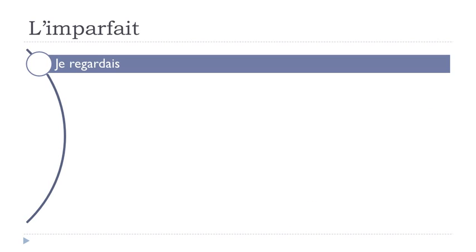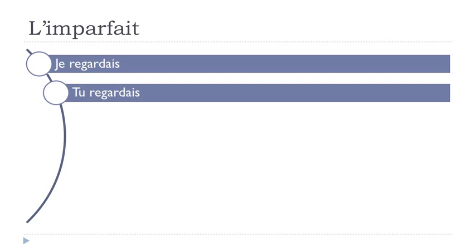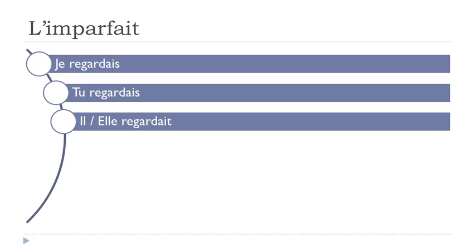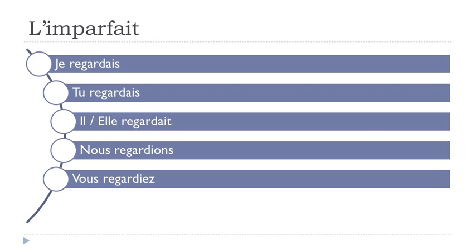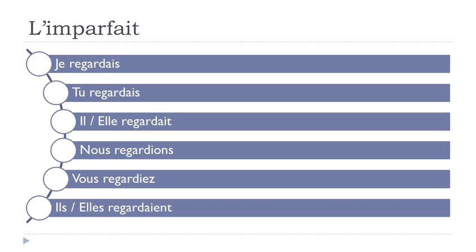Okay, so let's see how it goes for all the forms. So, je regardais, so it's regarder, to watch. Tu regardais, il regardait, elle regardait, nous regardions, vous regardiez, il regardait, elle regardait. Okay, so remember, regardait, regardait, regardait, and then as well, regardait. And after that, you've got this ion, as I said, regardions, and then ier, regardiez.